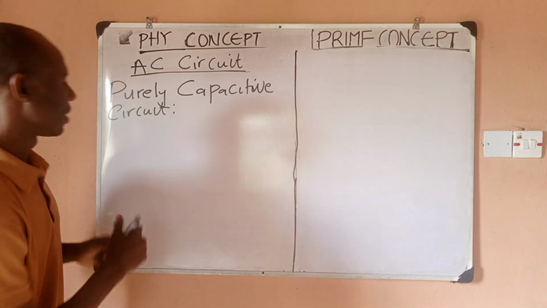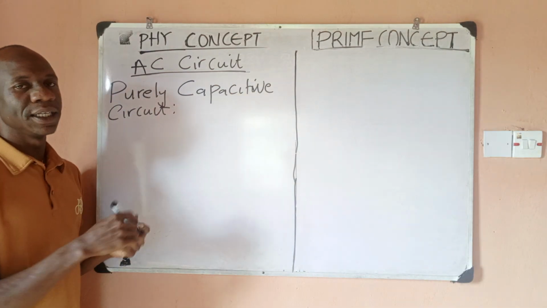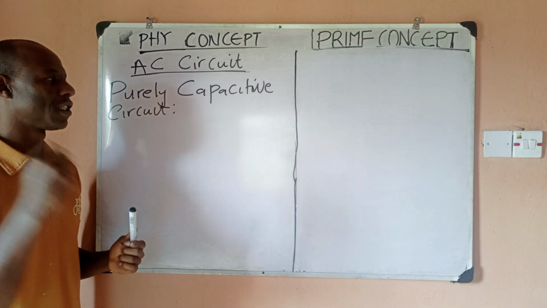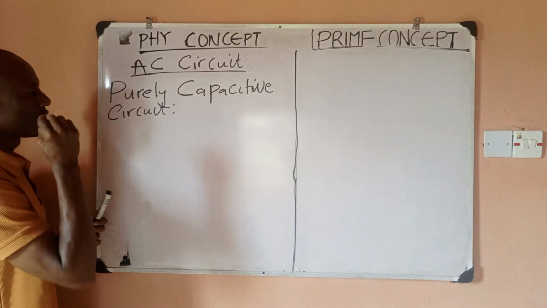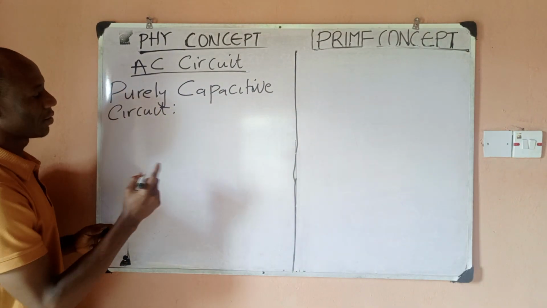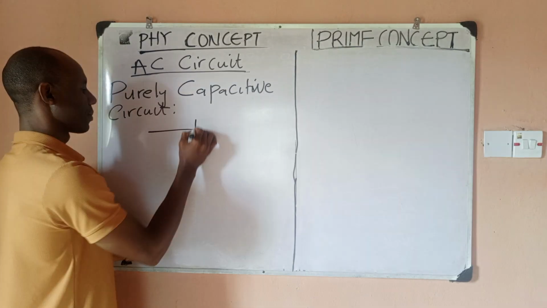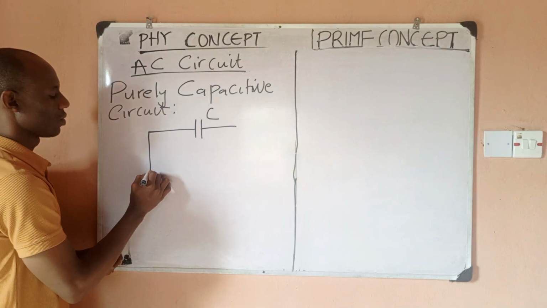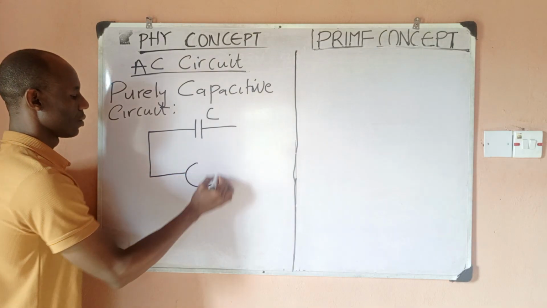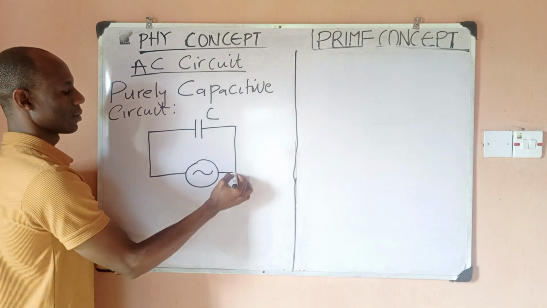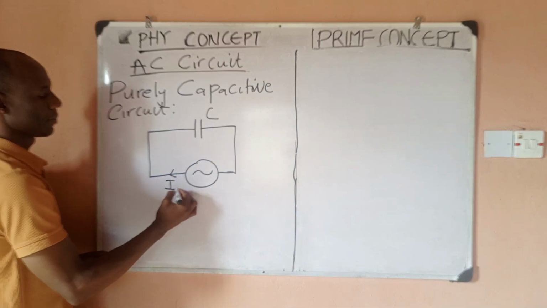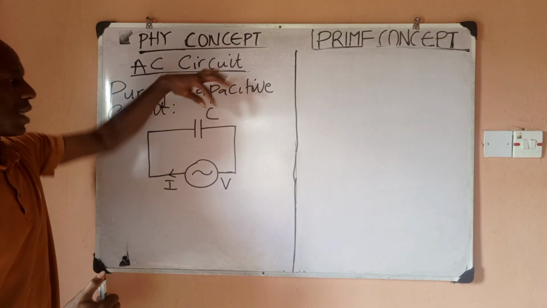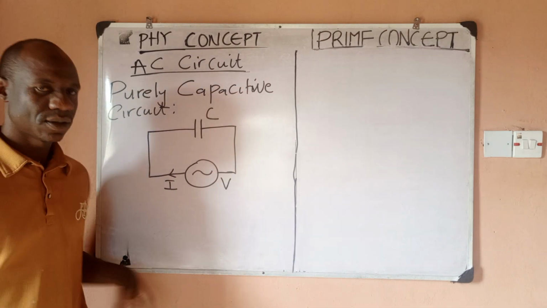So what is this circuit? It is a circuit that contains only a capacitor, or it is a circuit in which only the capacitive effect is pronounced. So it's a circuit that contains only a capacitor, and the circuit diagram is given like this. This is a symbol for our capacitor, right? Connected to our AC source, which is this. Is our current I, then our voltage V. So this is our purely capacitive circuit that contains only a capacitor.